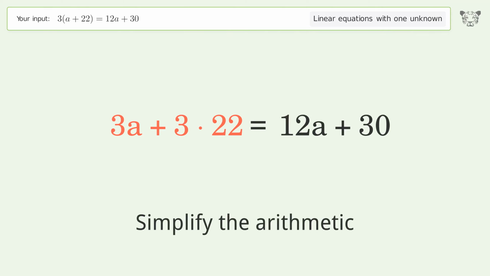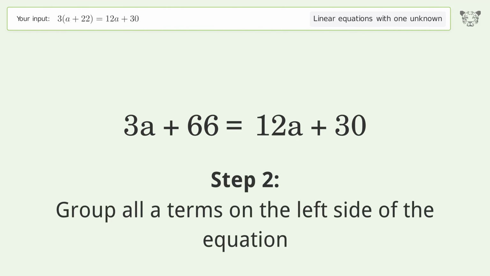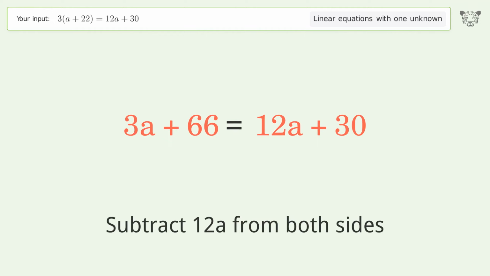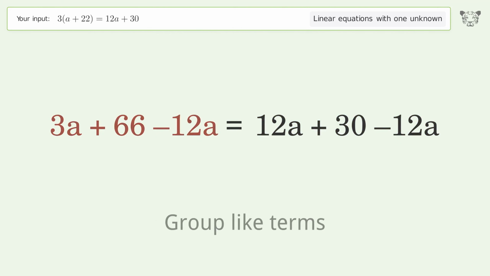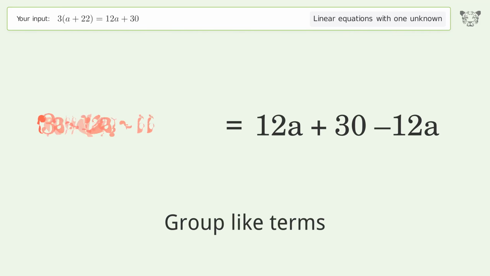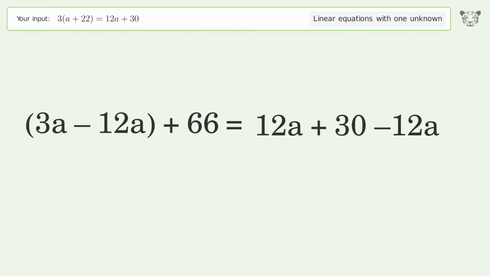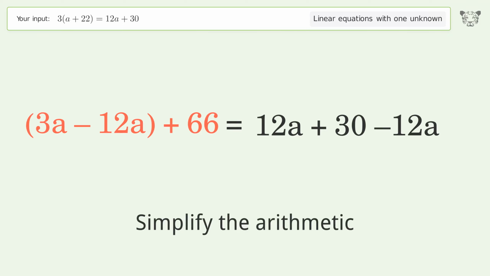Simplify the arithmetic. Group all a terms on the left side of the equation. Subtract 12a from both sides. Group like terms. Simplify the arithmetic.